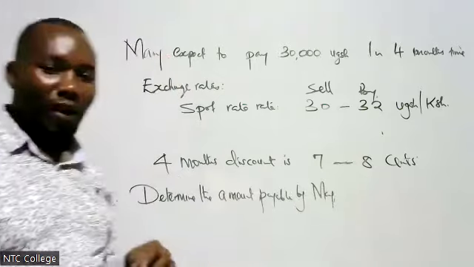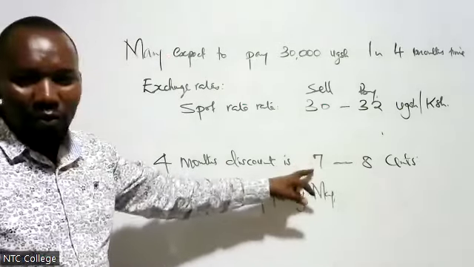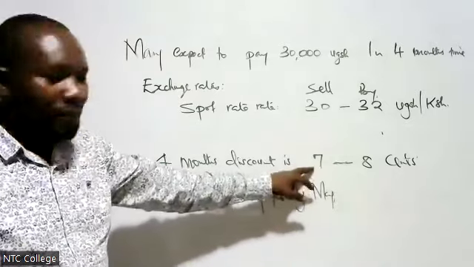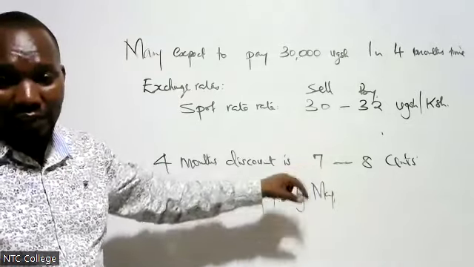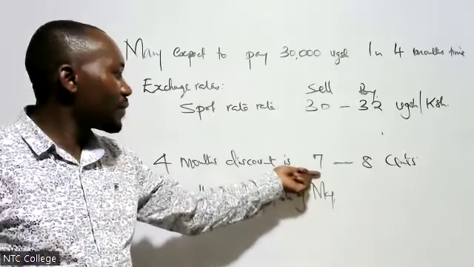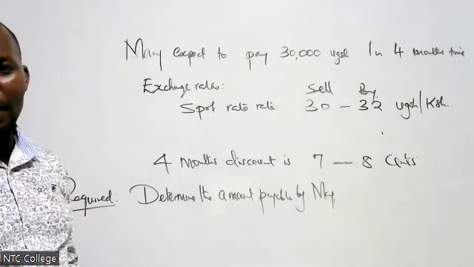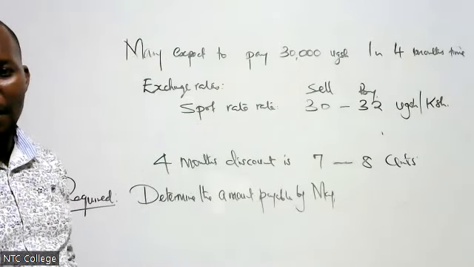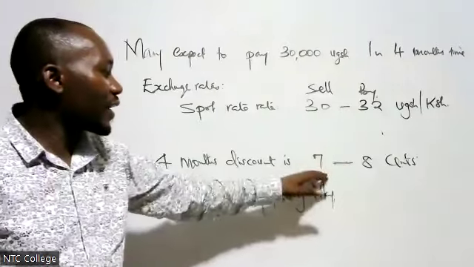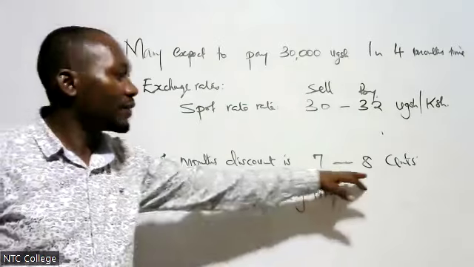So let's look at this. How many cents are here? How many shillings are here? You need to convert this to shillings. You are told 4 months discount is this. So how many shillings are here? Just type how many shillings are these?